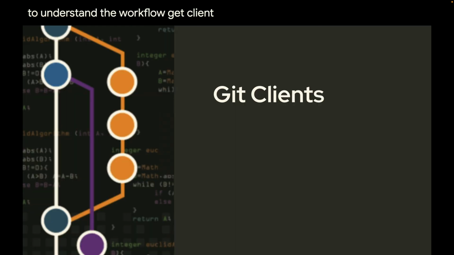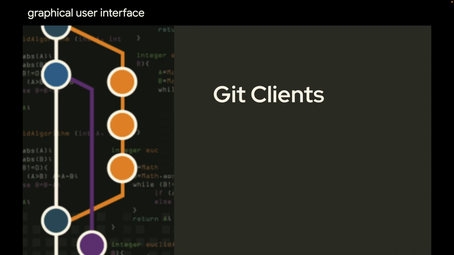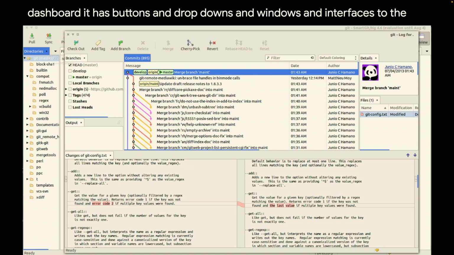Git clients are GUIs, graphical user interfaces for the command line. I want to introduce this because in the next few slides I have some images that I reference after I show the command. So I'll be showing the command line and then I'll be showing what it looks like in that graphical user interface. The client simplifies because it has a dashboard, buttons, drop downs, windows and interfaces to the workflows.